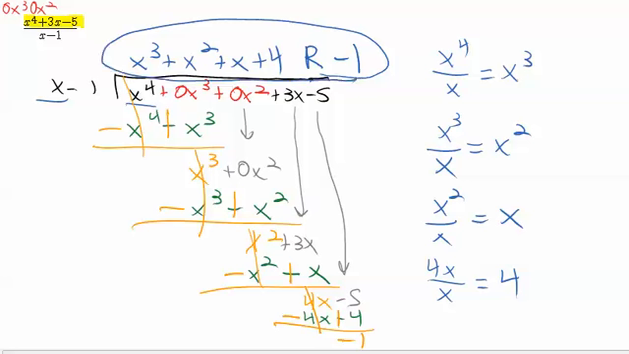And so when we divide, we end up with x cubed plus x squared plus x plus 4 with a remainder of negative 1.